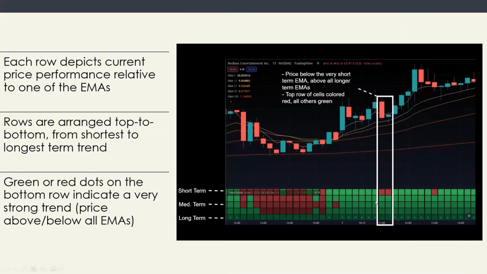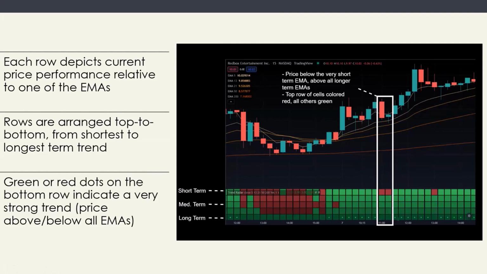So for example, if we look here at this point in the heat map where we have these 2 red squares in the top row, what this is telling us is that in the very short term, so for the very fast EMA, current price is below that EMA. But for the longer term period EMAs, all the way down to the very long term, we're actually above the EMA. So what we're seeing here is a small pullback in what is otherwise a bullish trend.